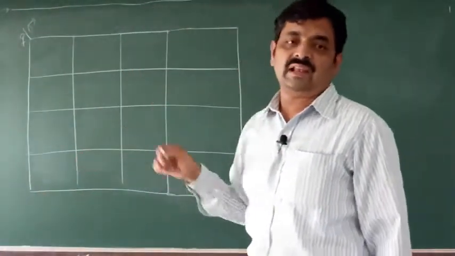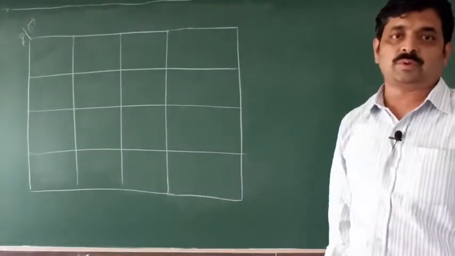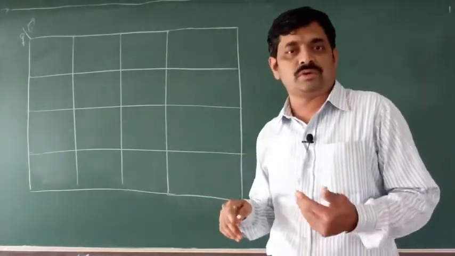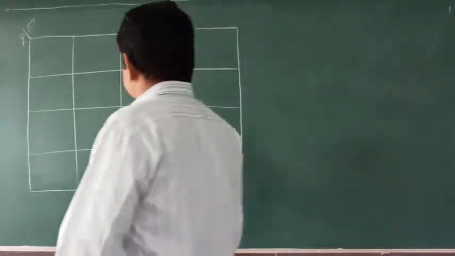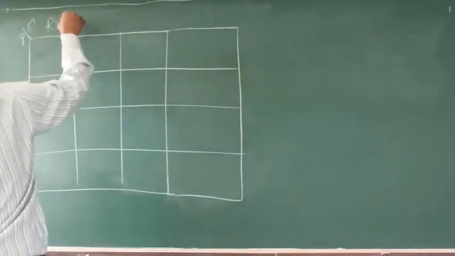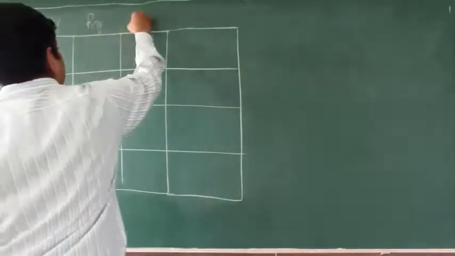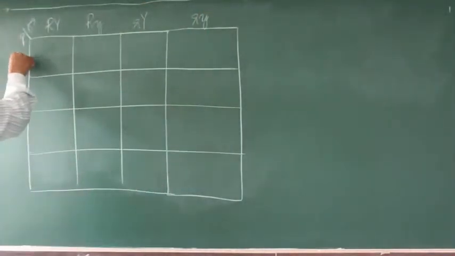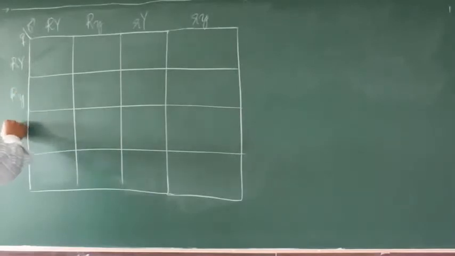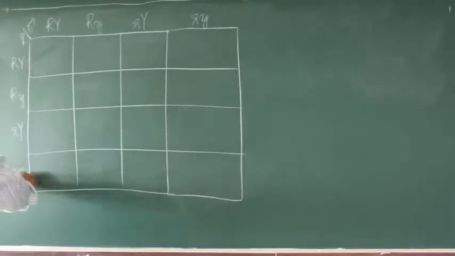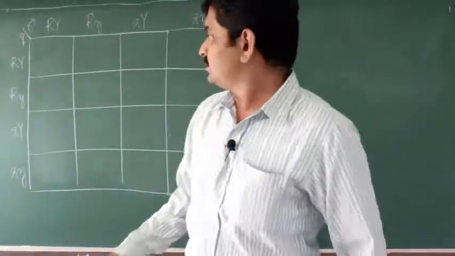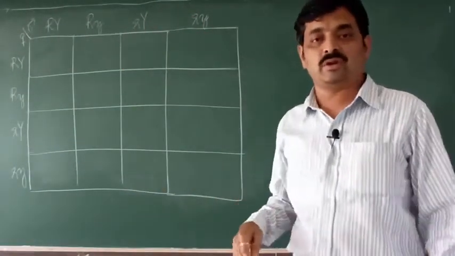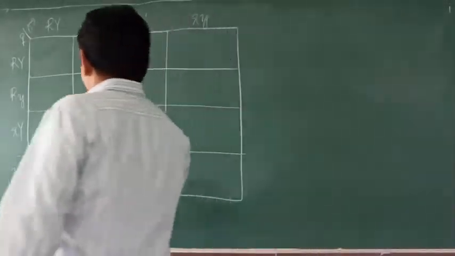So here there are 4 male and 4 female gametes. So in the Punnett square, the number of boxes we are considering is 16. So 4 into 4, 16. Right? So 4 male and 4 female gametes. Now we shall fuse these gametes to obtain the genotypes of the F2 generation.